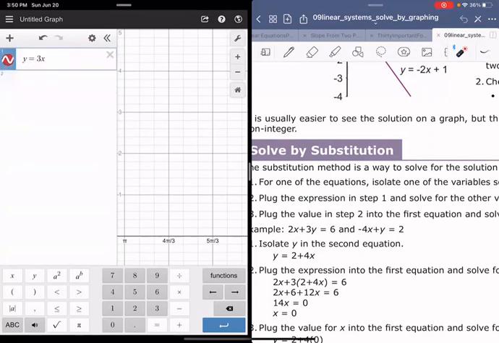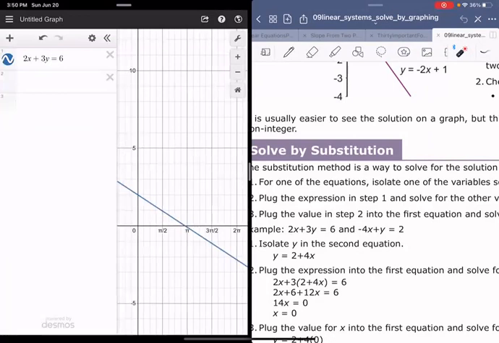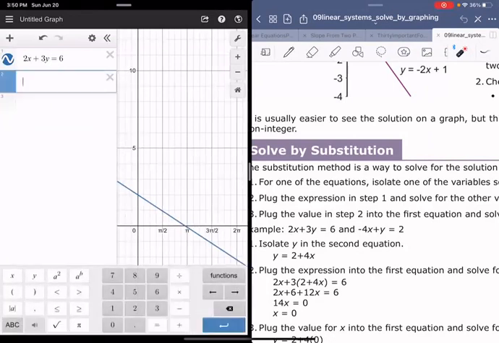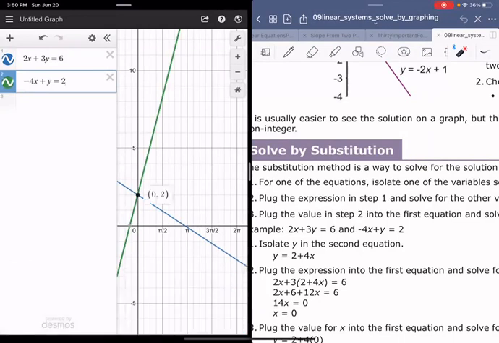So the first one you type there is 2x plus 3y equals 6. That is the first linear function. The second one is negative 4x plus y equals 2. So (0, 2) is the correct solution. Who answered this correctly? Shang Li or Lance Li? Okay, good job, Lance Li.